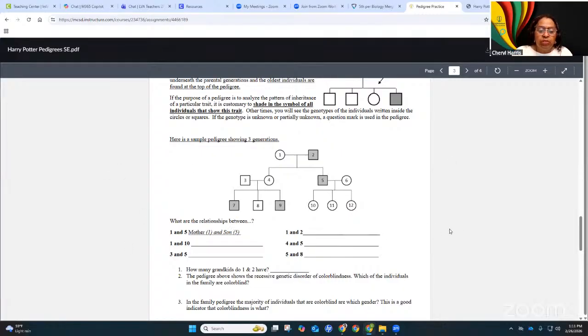So the first one is done for you. And up top, they give you explanations of what you see. So if you need to go back and reread it, go back and reread it.